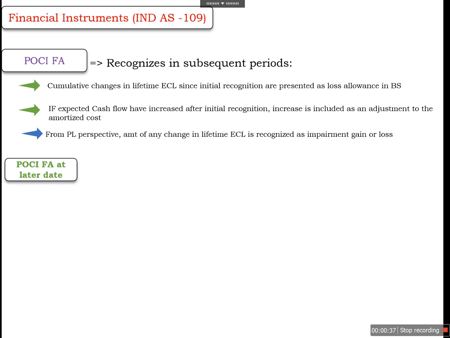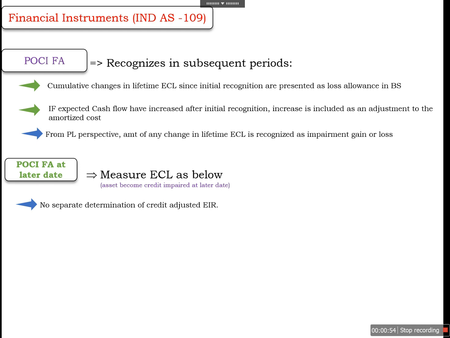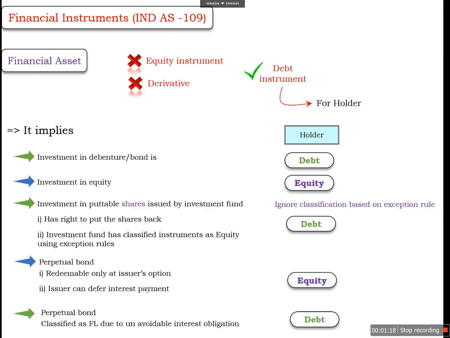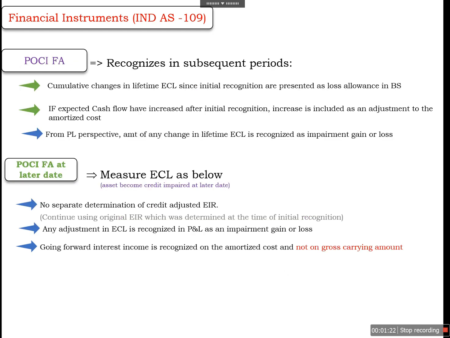And if any asset that was not credit impaired at initial recognition becomes POCI at a later date, in this case we need to measure ECL as below. There is no separate determination of credit adjusted EIR. We need to continue using the original EIR which was determined at the time of initial recognition, and any adjustment in ECL is recognized in P&L as an impairment gain or loss. And going forward, interest income is to be recognized on an amortized cost basis, not on a gross carrying amount basis. So this is all about the recognition and subsequent measurement of POCI financial assets.